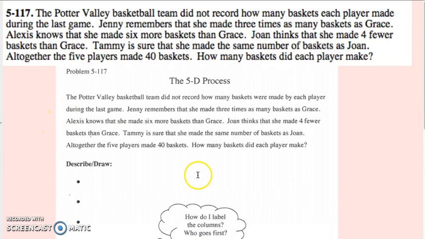Okay, for your next problem, I'm going to read it and then I'm going to have you try it on your own. It says the Potter Valley basketball team did not record how many baskets each player made during the last game. Jenny remembers that she made 3 times as many baskets as Grace. Alexis knows that she made 6 more baskets than Grace. Joan thinks she made 4 fewer baskets than Grace. Tammy is sure that she made the same number of baskets as Joan. Altogether, the 5 players made 40 baskets. How many baskets did each player make?